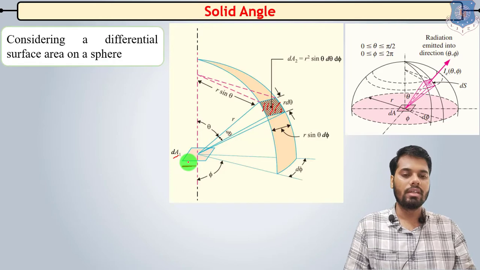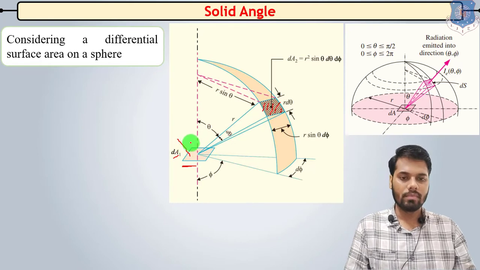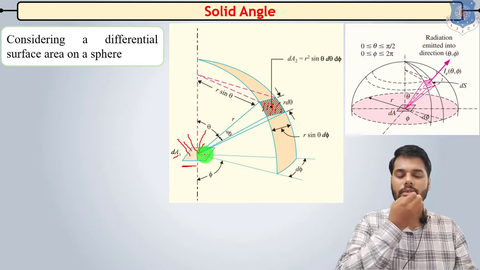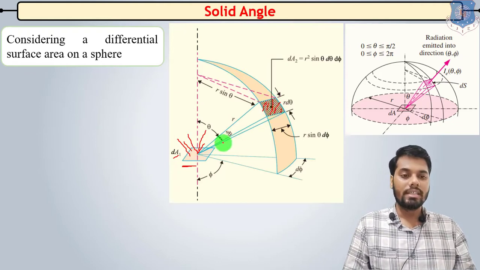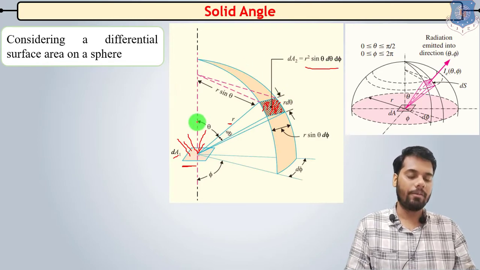Suppose there is a surface whose area is dA1, continuously emitting electromagnetic radiation in all directions, from above in its hemispherical surface. First we consider the whole sphere, then we will divide it by 2, which gives the equation for the hemisphere. Consider the distance of this differential area from the center as small r. From spherical coordinates we know the area of this differential surface would be r square sine theta d phi.